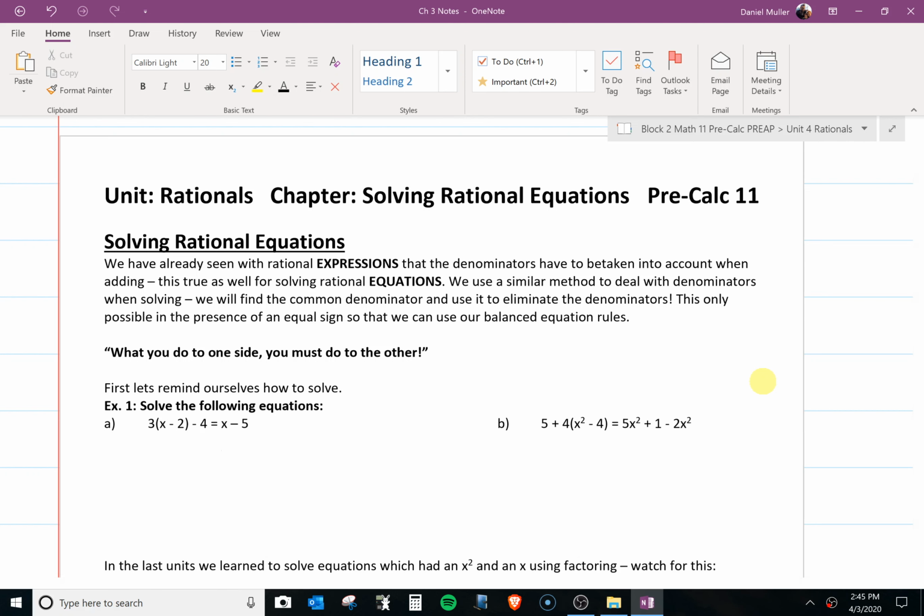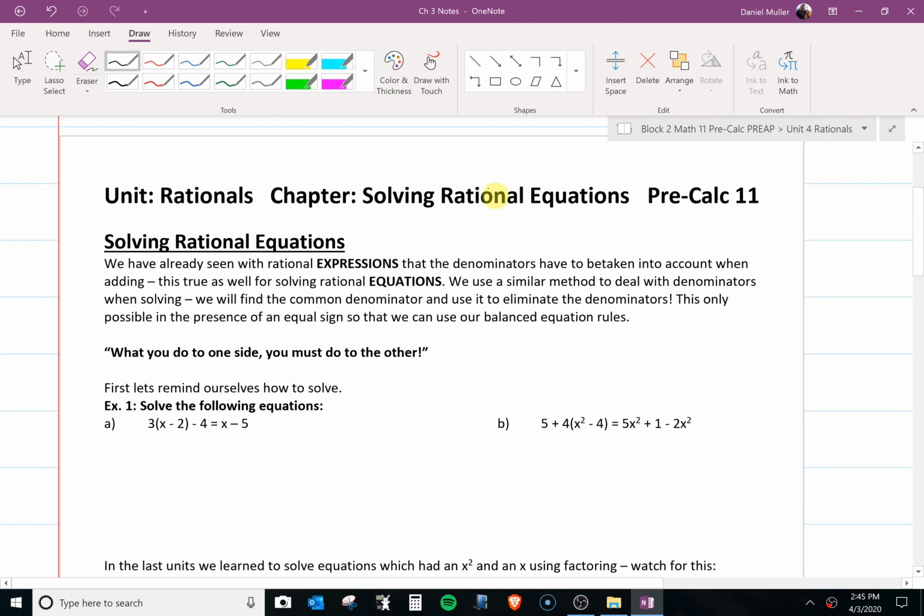Solving rational equations. Rational again meaning fraction. So we're going to be solving equations that are going to have fractions in them. So meaning that they might be x over 4. You might have a 4 on the bottom. Or it might mean there's an x on the bottom. We don't actually know yet. It could be either. Could be both.